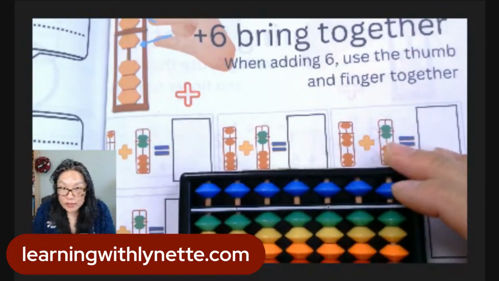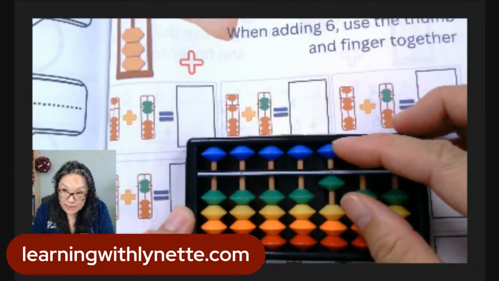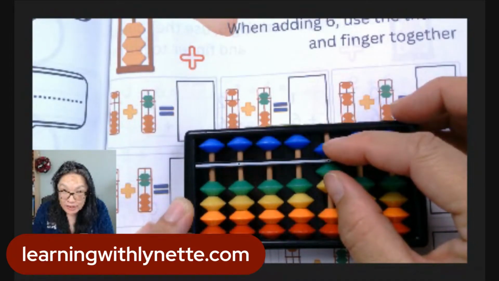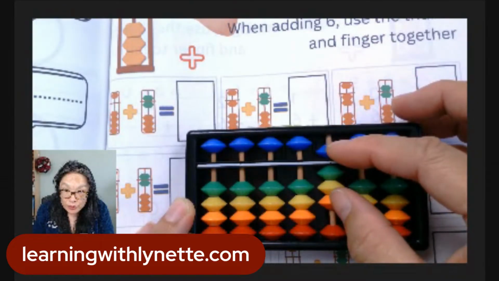Okay, so what are we doing with the 6? Well, it's the same thing, right? When we have the 1 and I want to add the 6, notice when I add 6, it's 1 top bead and 1 bottom bead. I bring it together like that. If I have 2 already, it's still 1 top bead and 1 bottom bead and you bring it together.